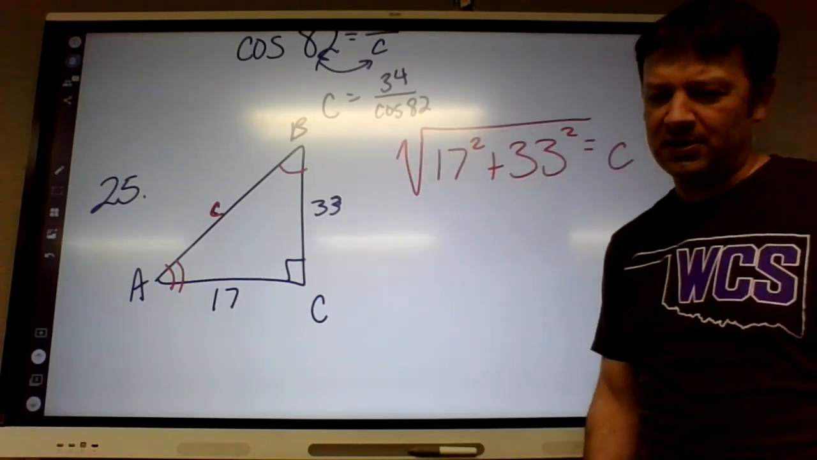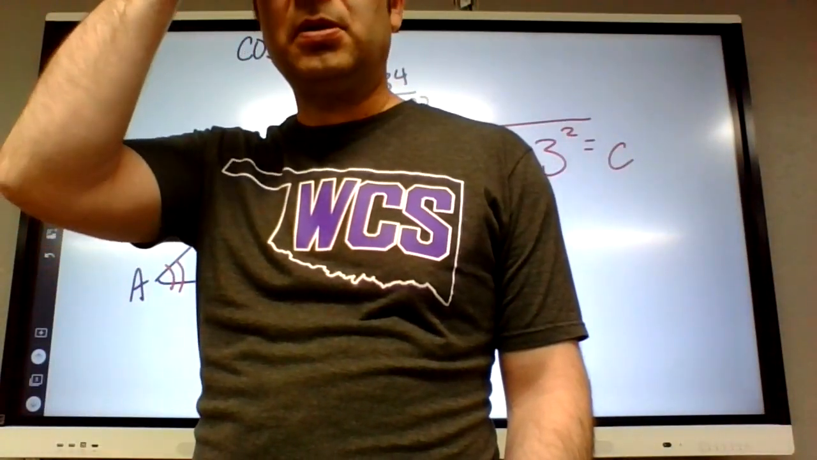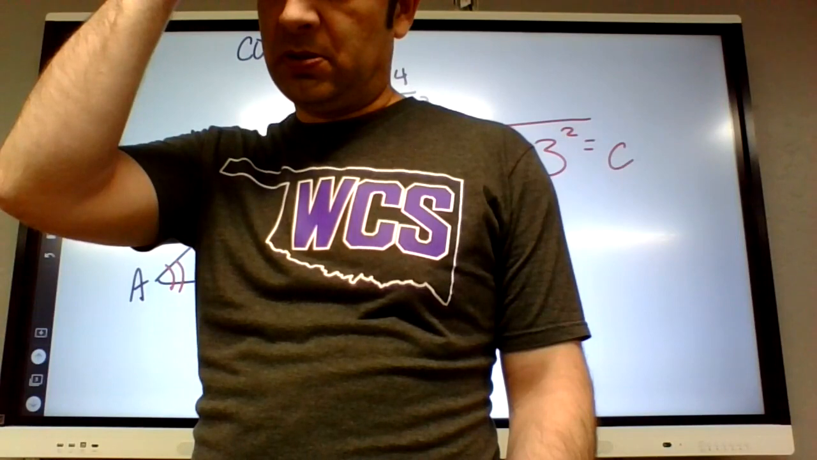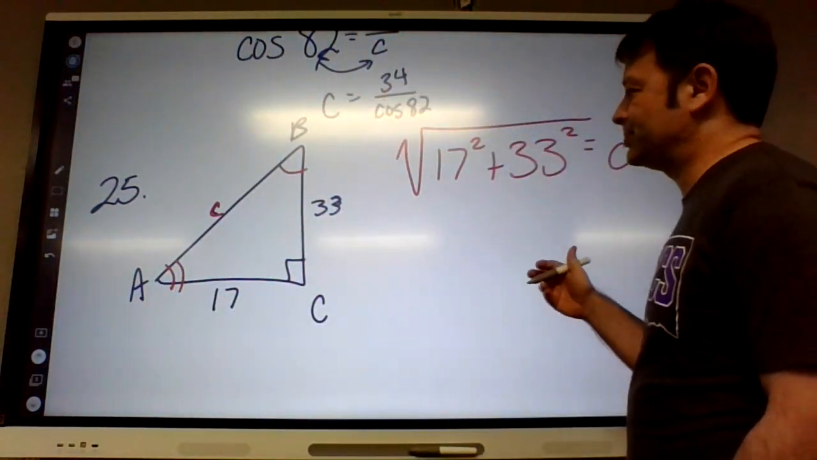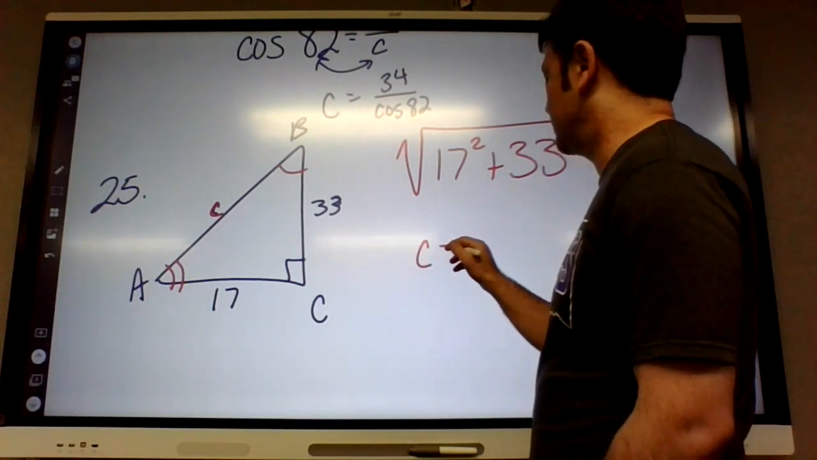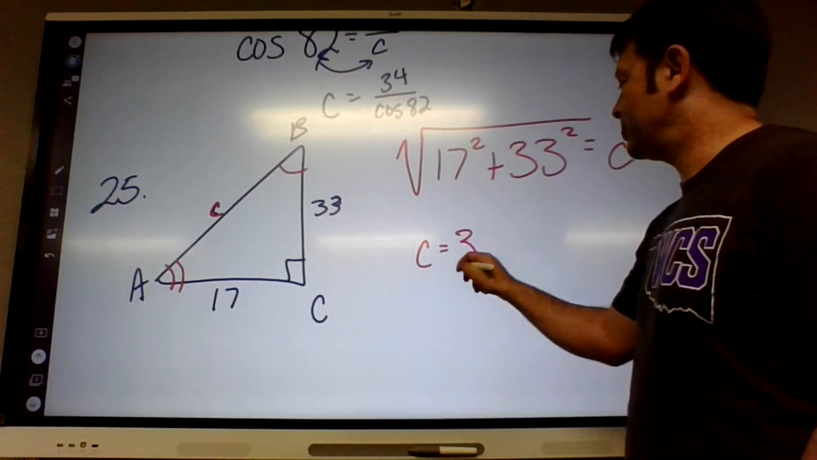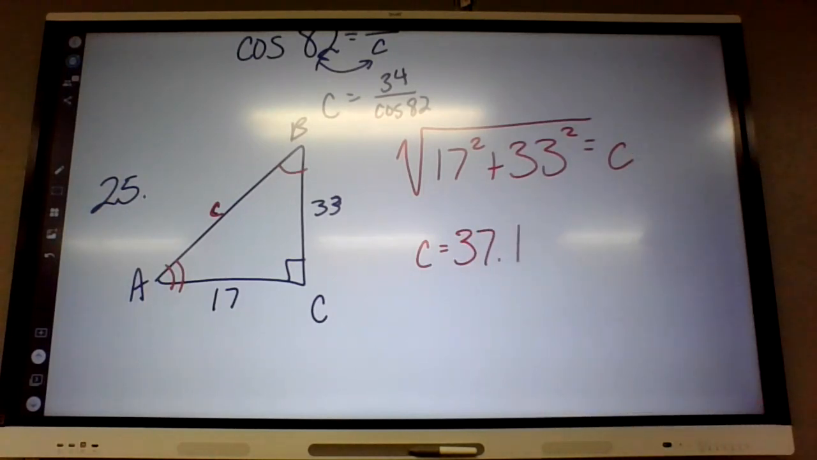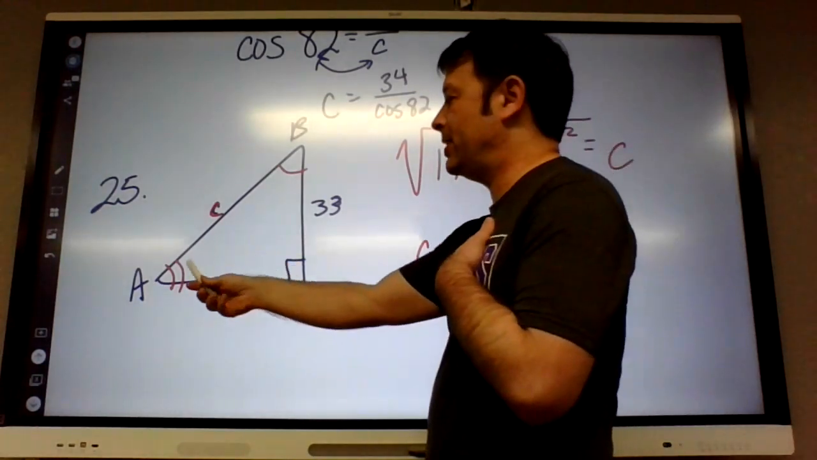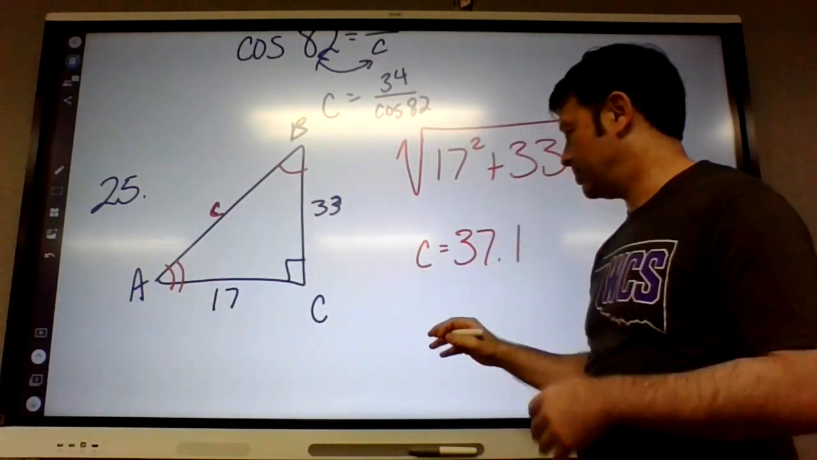Let's see, what is that? And we've been doing decimals, so let's go ahead and change it to a decimal. 37.1. Okay, 37.1. Okay, we haven't done this yet today. How do I find angle A or angle B when I don't know either? You remember, Timmy?